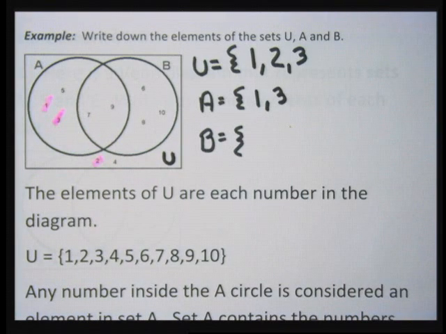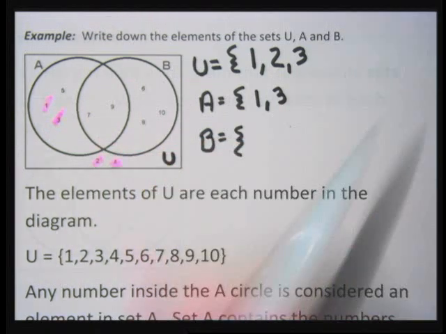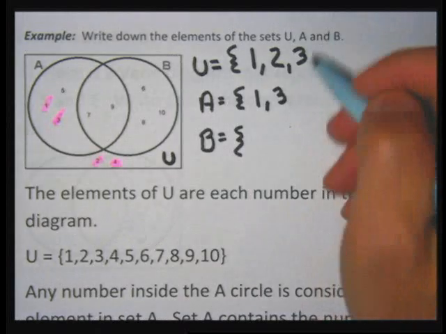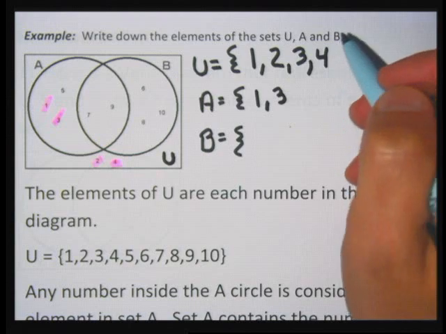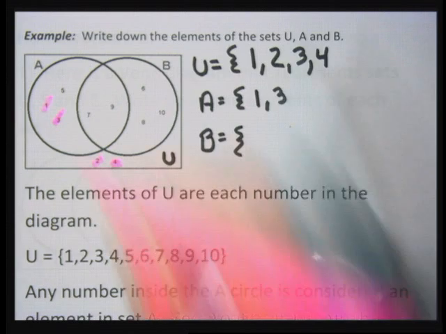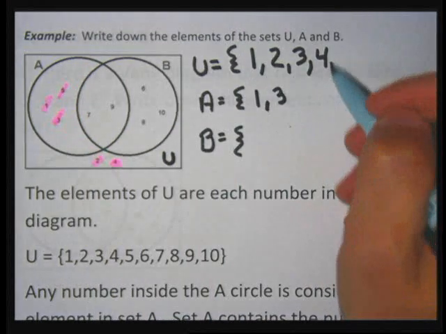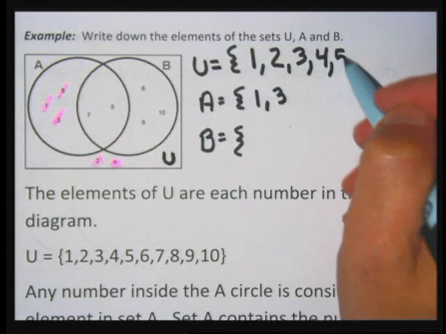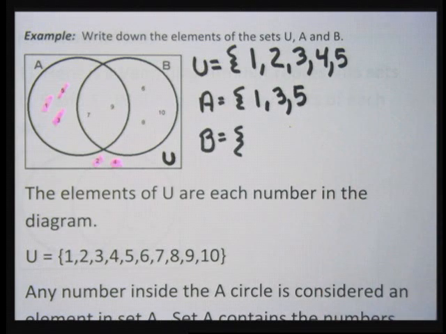Now I'll keep going and I'm marking these out so I don't forget one. So I go to the 4. The 4 is just like the 2. It's inside the rectangle, so it has to be part of the U set. And it's outside the A circle and it's outside the B circle, so it's not going to be part of the A nor the B set. 5 is just like the 1 and the 3. It's inside the rectangle, so it's part of the universal set. It's inside the A circle, so it's part of set A. It's not inside the B circle, so I won't include it in set B.